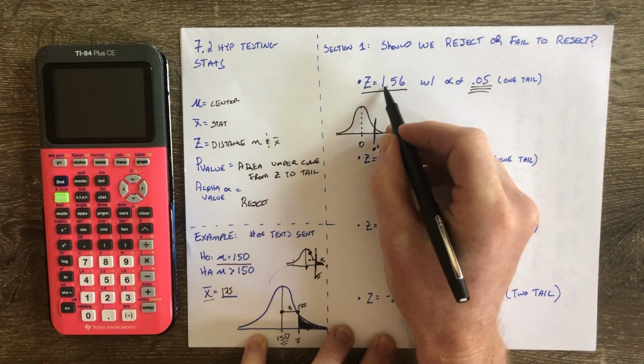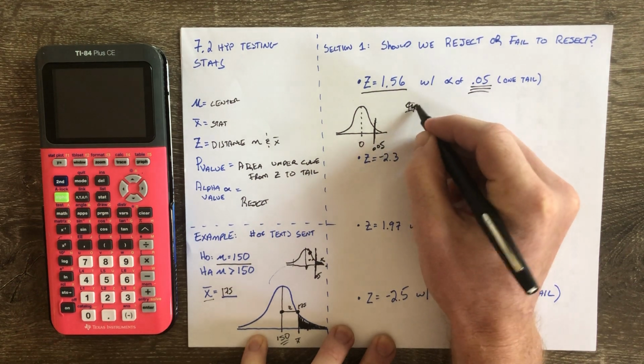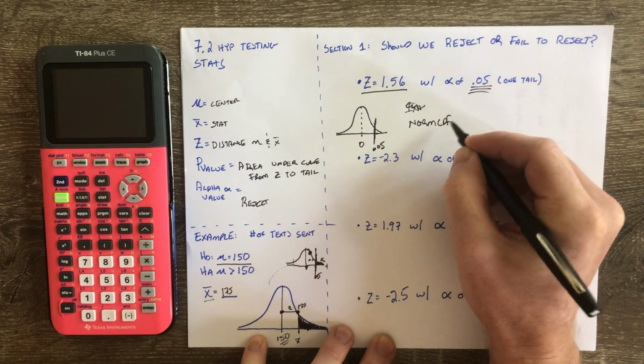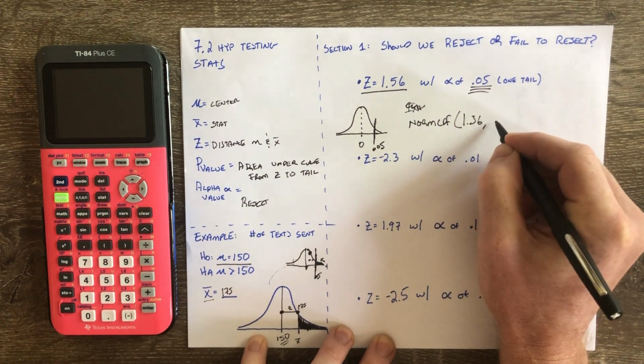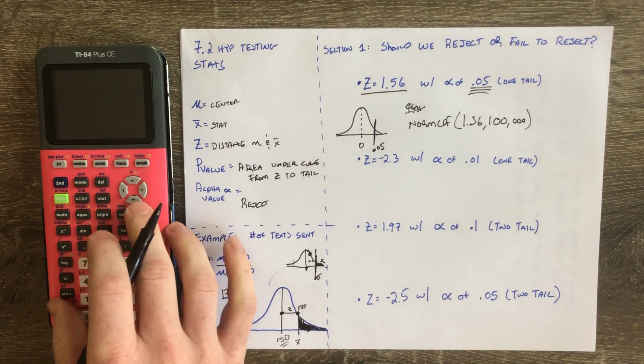We're going to see if this z-score is far enough from the mean, from 0, to be statistically significant. So we've got to find the area under the curve. So we go invert norm, we go normal CDF, and we want 1.56 to something big. Let's do that real quick.